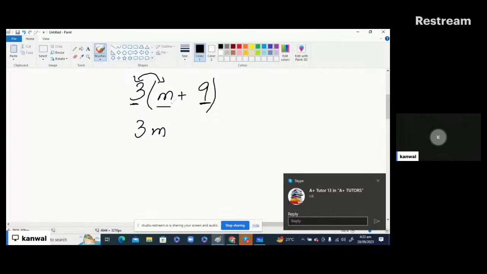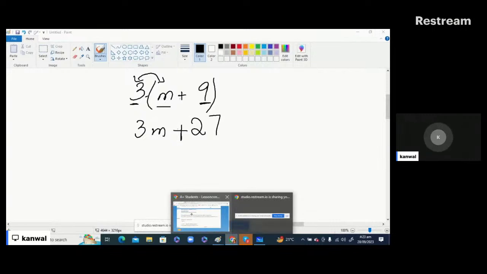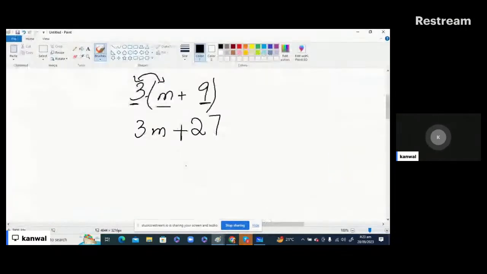Okay. And then there's a plus sign here. Now 3 with 9. So what's the answer? 3 times 9 is 27. This is basically equivalent. And here you apply which property? Here you apply the distributive property.